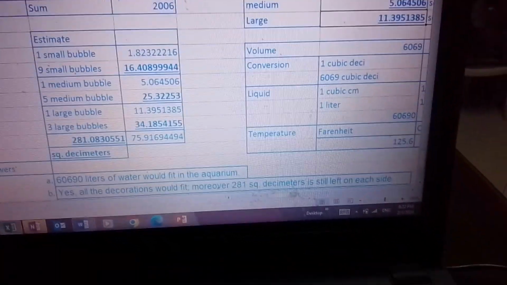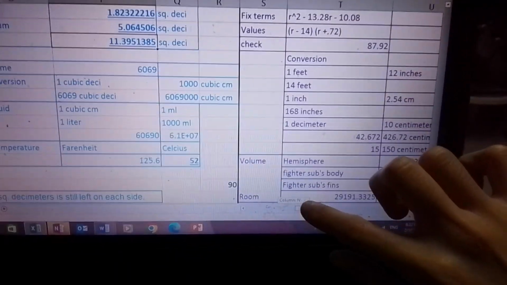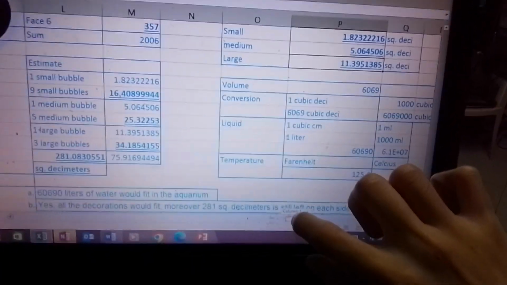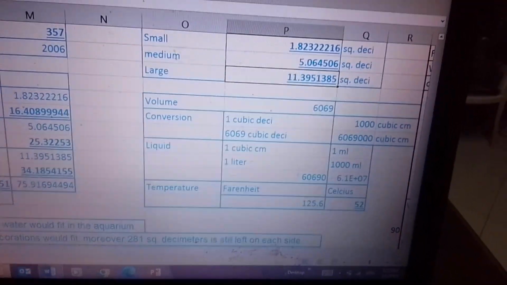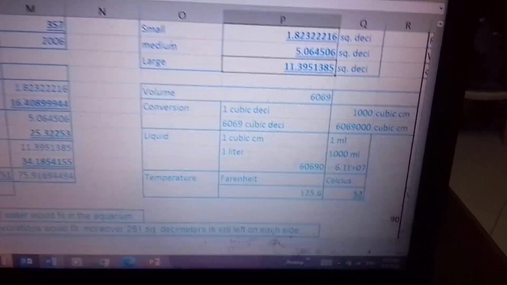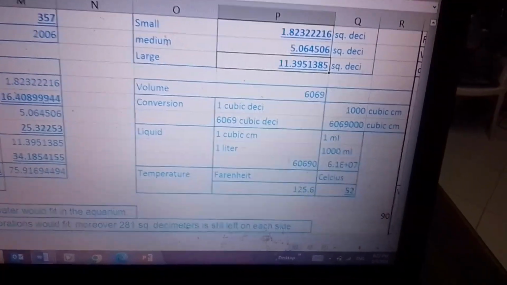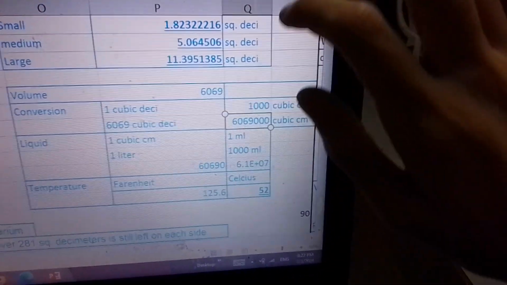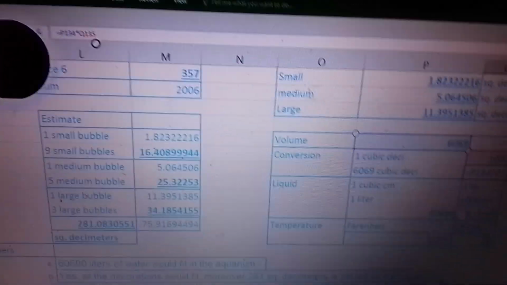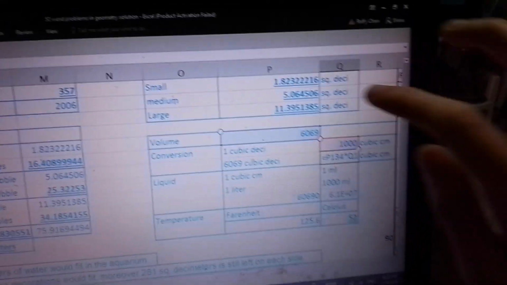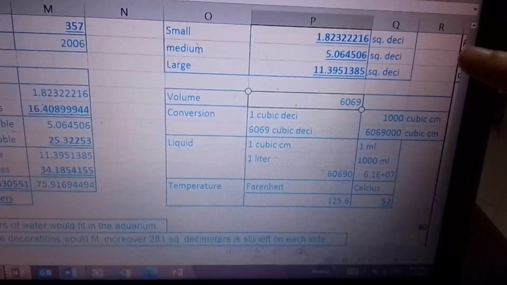But before that, let's get to the volume first. Because remember, we got the volume. How do we get the volume? Remember, the surface area was 2006. And remember, to get the volume of the rectangular prism or square prism, it's length times width times height. So therefore, to get the volume, it's like this. Tama? We did it this way. 134 times 135. Where is it? Yan. So this is the volume. So this is our volume.